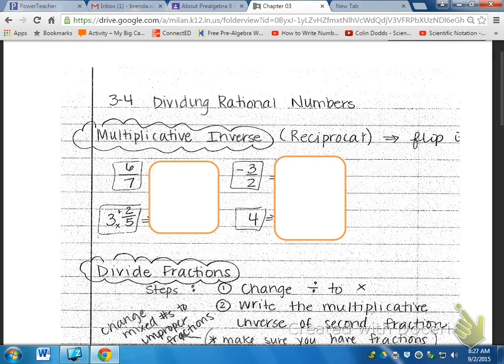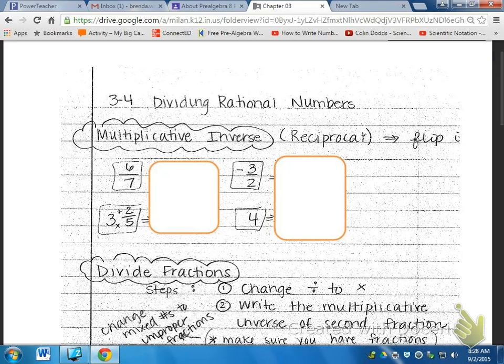We are going to do 3.4, dividing rational numbers, and a term that you need to know when you're talking about division is multiplicative inverse. Back in the old days it was always just called a reciprocal, but now they've decided it's got to have a fancier term, and it's multiplicative inverse. You've got to know what a multiplicative inverse is to do division, and really you are just flipping over a fraction. So for 6/7, what would be the multiplicative inverse if you had to flip that fraction over?